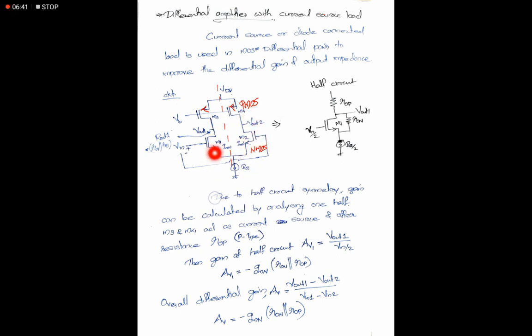That means we need to choose M1, M2, M3, M4 in such a way that M1 and M2 are identical, and M3 and M4 are identical. So the transconductance of M1 and M2 must be equal, the channel length modulation parameters must be equal, and all other terms, the dimensions, also equal. W by L also equal.